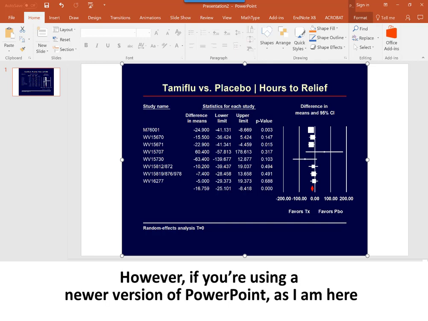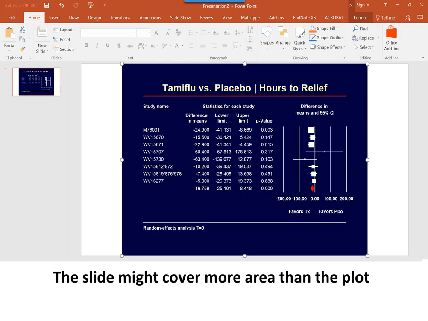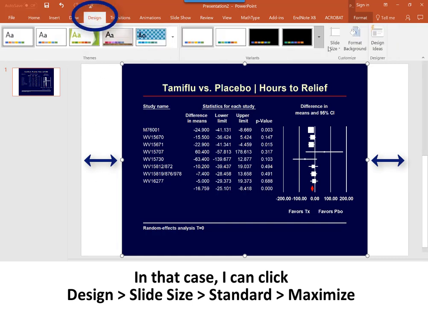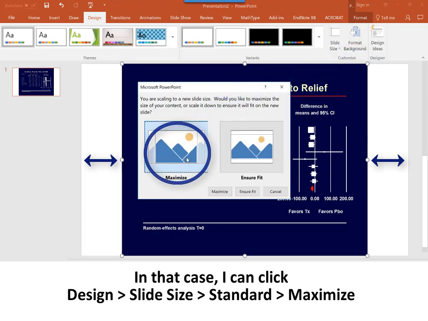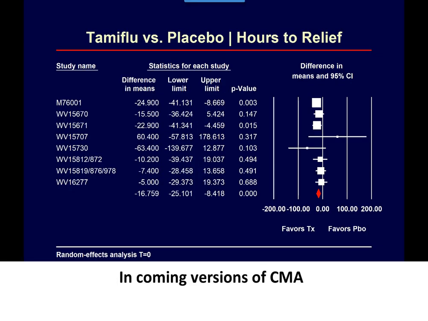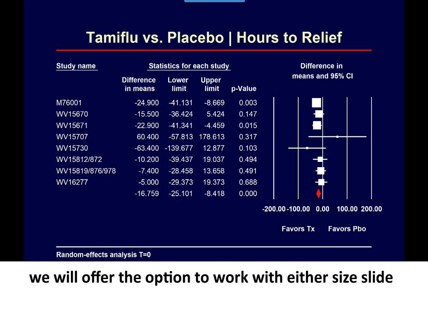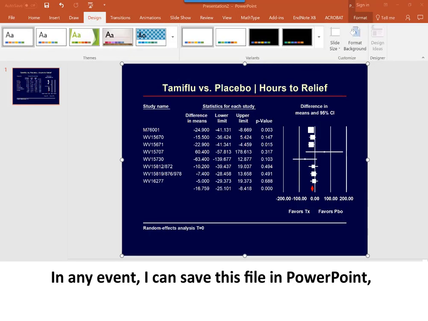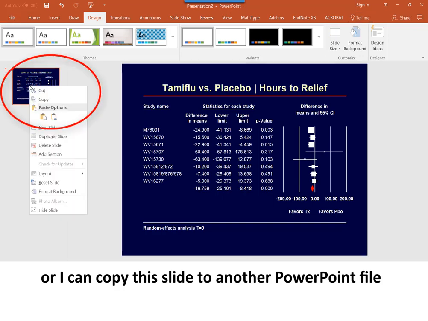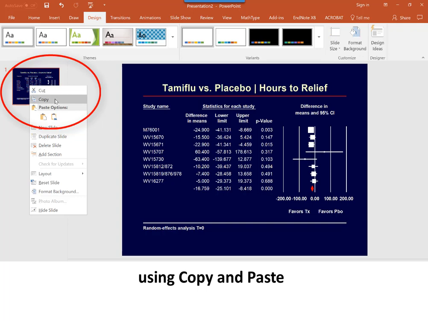However, if you're using a newer version of PowerPoint, as I am here, the slide might cover more area than the plot. In that case, I can click Design, Slide Size, Standard, Maximize. And that takes me back to the original slide size. Incoming versions of CMA will offer the option to work with either size slide. In any event, I can save this file in PowerPoint, or I can copy the slide to another PowerPoint file using copy and paste.